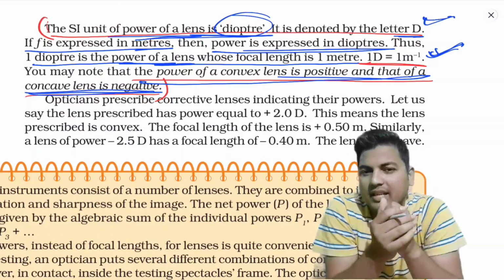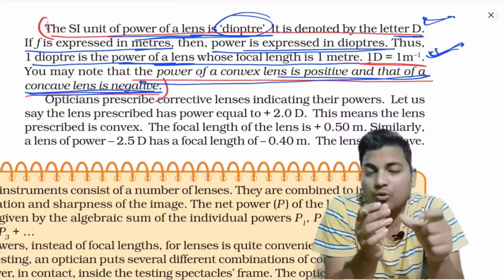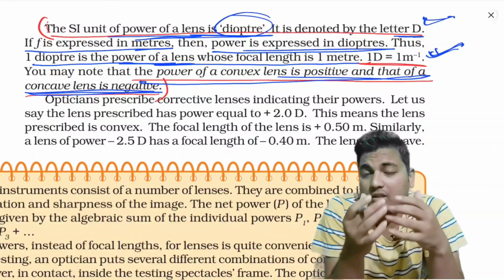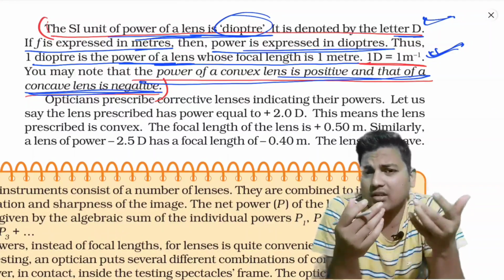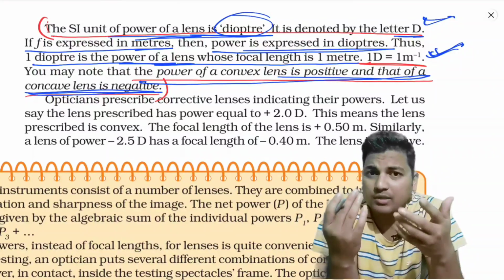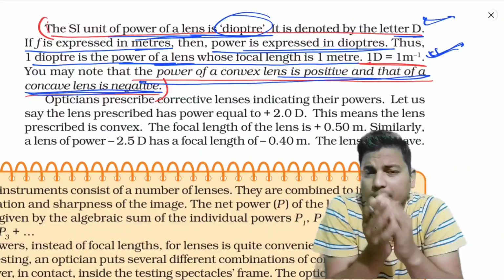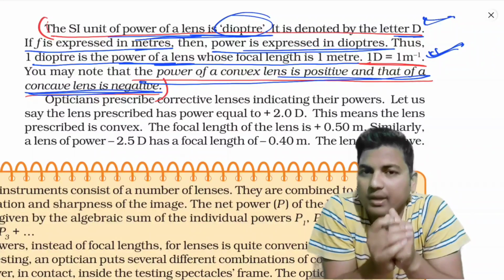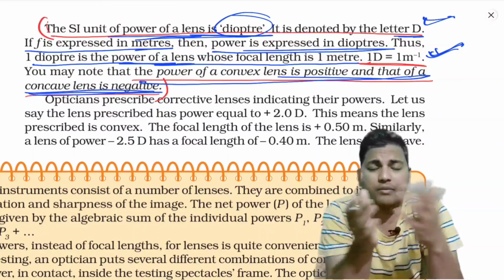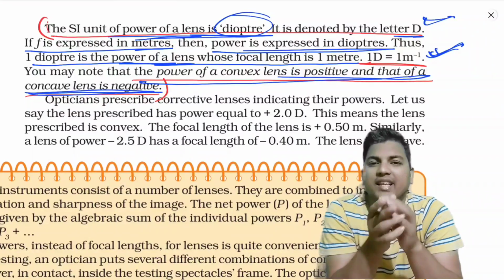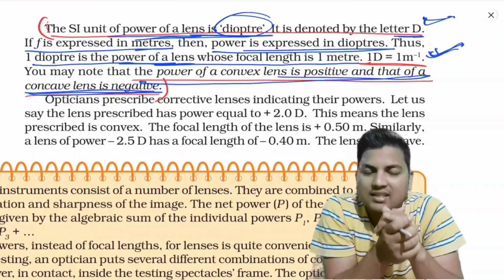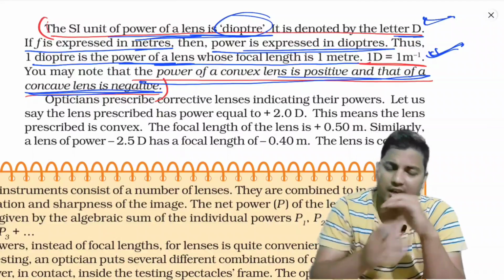But in case of a convex lens, that is a positive lens, the persons who are above 40 years, 50 years age, are able to see the distant objects almost clearly, but the nearby objects they are unable to see properly. That's why they are suffering from hypermetropia defect and they are using a convex lens. I hope everyone is getting clarified.